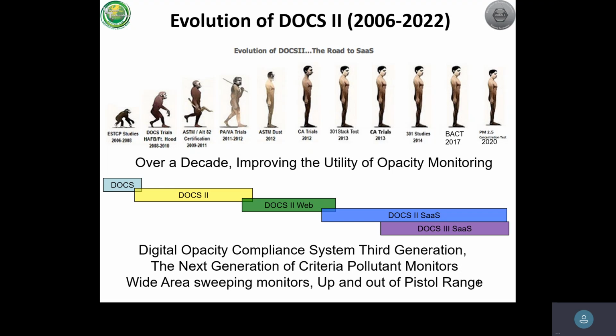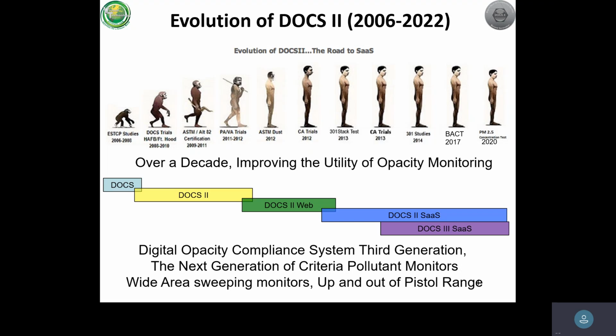But now we're doing the purple boxes down there at the bottom, the Docs 3 SaaS, which will be released probably in the summer. We just finished a big study. I was working the spreadsheet earlier, but essentially, this is looking at a constant comparison between human Method 9 readers, cameras, and Docs, and what we find is that Docs is a little bit more, we won't say accurate because Method 9 is still my reference standard, so I can't be more accurate than my reference standard. But what I can be is more reproducible, more repeatable, and that's where we're at.